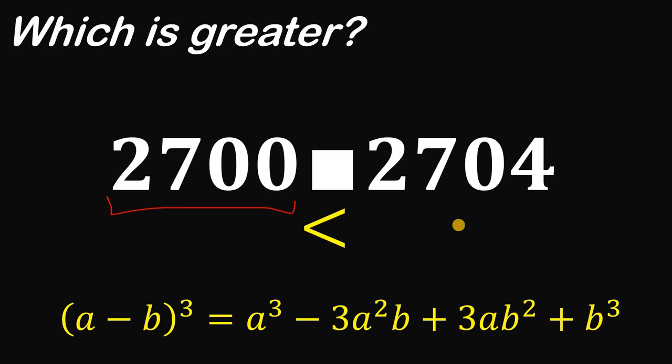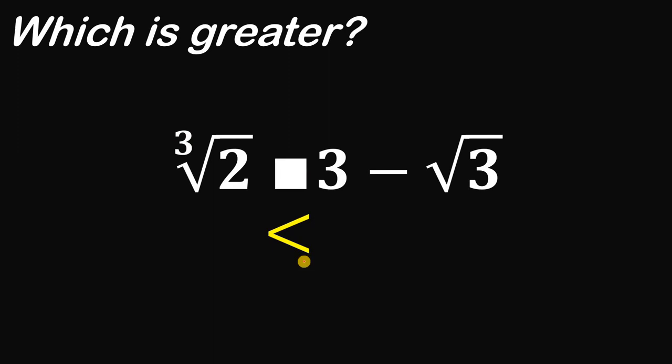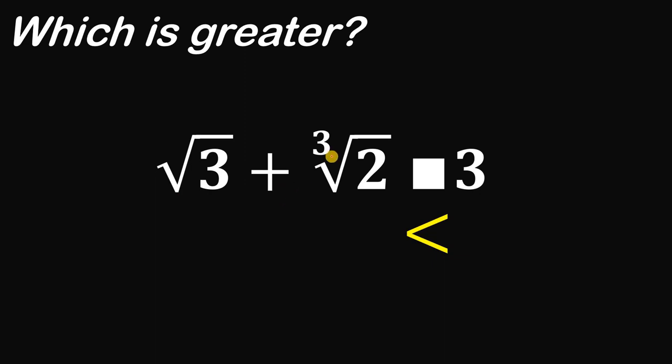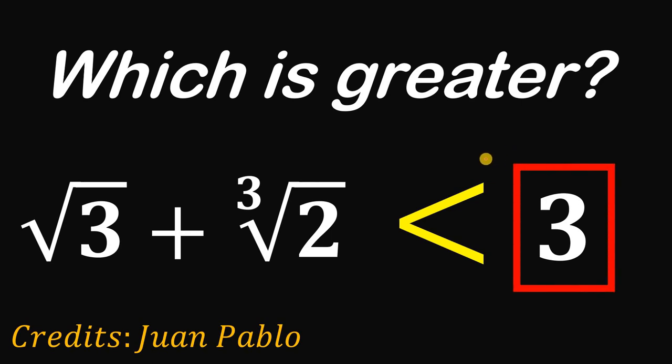If we go back to our calculation, we can also say that 30 square root of 3 must be less than 52, or the cube root of 2 must be less than 3 minus the square root of 3, or in our given question, the square root of 3 plus the cube root of 2 must be less than 3. So which number is greater? Our answer is definitely the right hand side, or simply 3. And that is our answer. And as always, we are done.